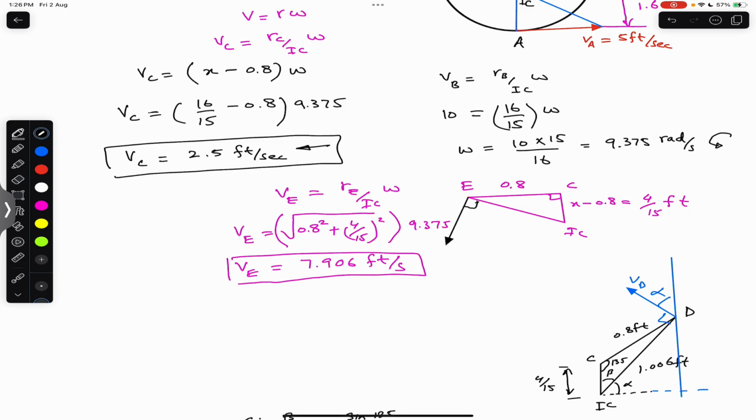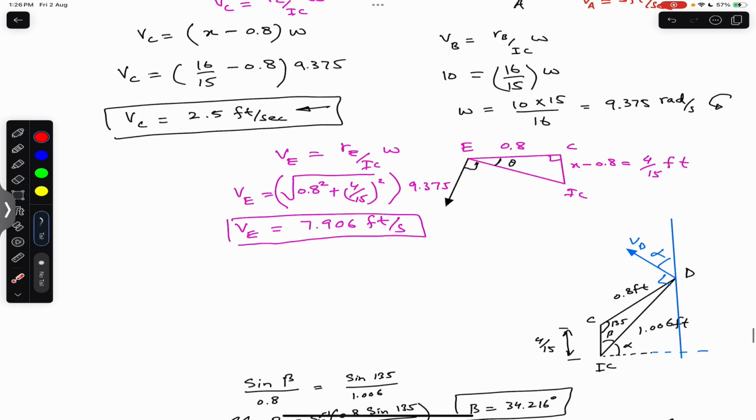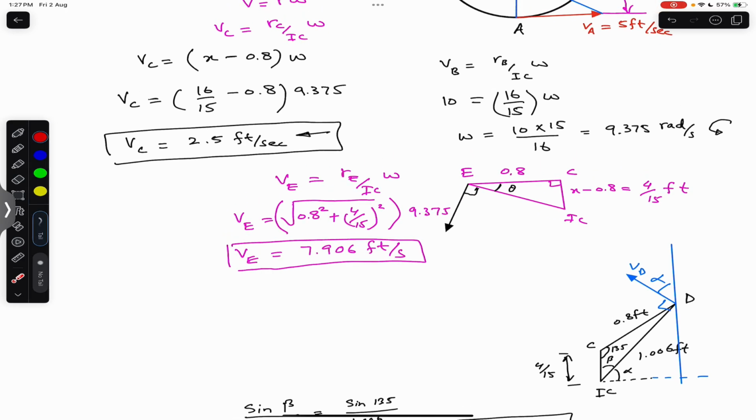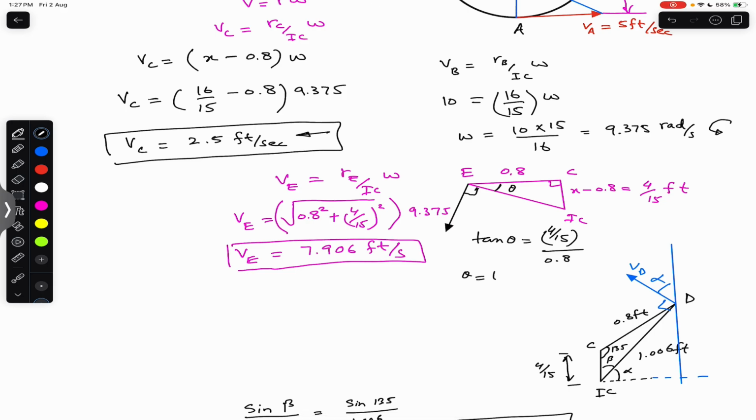It is making 90 degrees. So if we find this angle, let's say this angle is theta, then we will be able to find the angle of VE with the horizontal, since this line is horizontal. So let's find this angle theta. We can find this angle theta using this triangle. So we can say that tan theta will be equal to perpendicular, which is 4 divided by 15, divided by the base. And if we take tan inverse, we will be able to find theta.